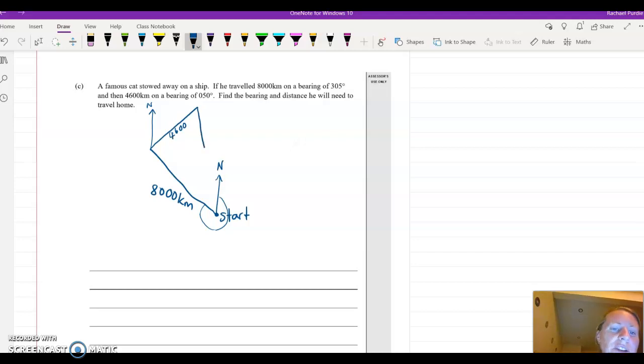What a great question, because of course this happens all the time, doesn't it? When cats end up on ships in the middle of the ocean having to work out the bearings that they need to travel home. But it's still cool. You could be doing some orienteering or something like that. And it's lovely for our brains. So we need to work out the bearing from north, from this point here. So we want to know this angle here, and we also want to know the distance.